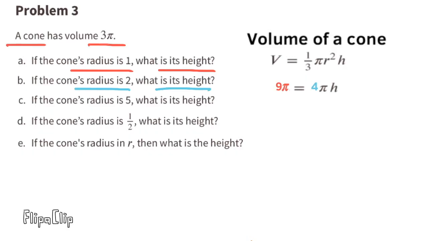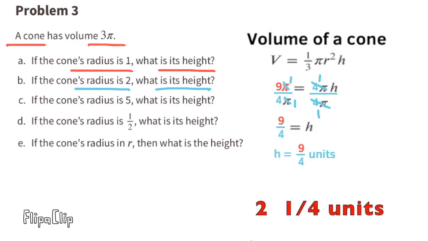To get the h all by itself, we have to divide both sides by 4 times pi. 9 times pi divided by 4 times pi equals 9/4, and pi times h divided by pi equals h. The height of this cone is 9/4 units, or 2 1/4 units.